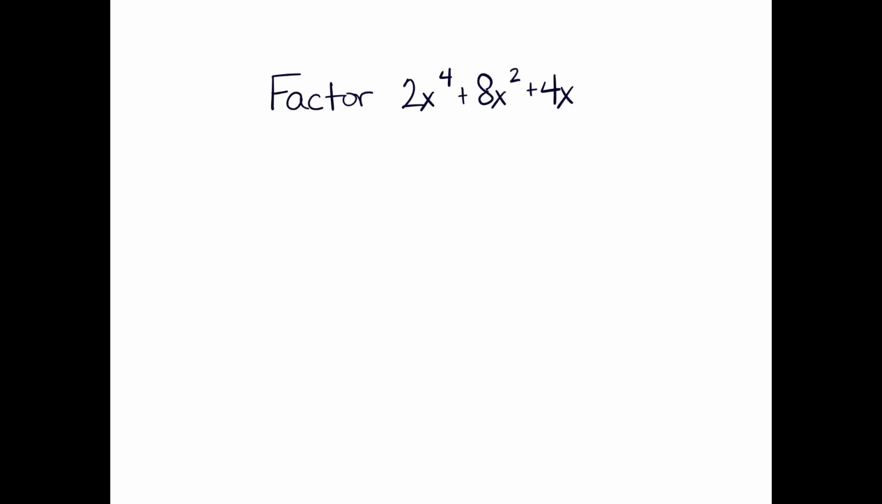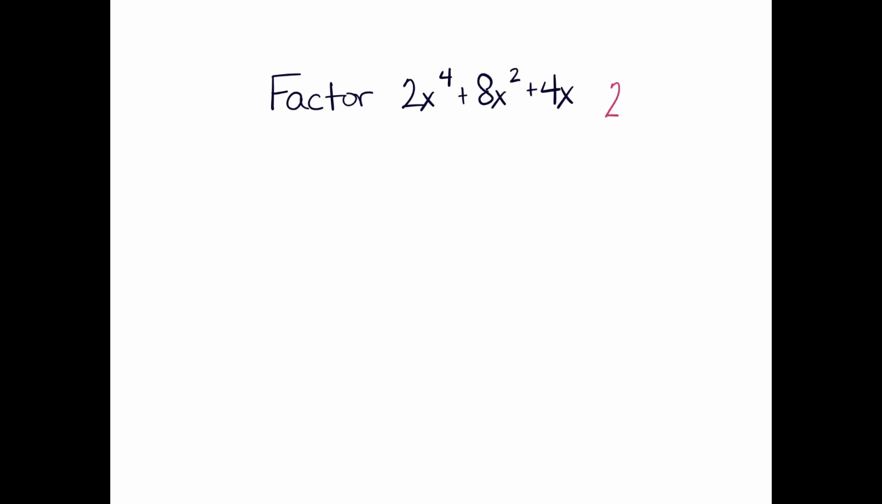To factor out the GCF of 2x to the fourth plus 8x squared plus 4x, algebra tiles won't be helpful to us. Algebra tiles don't go up to the fourth power, which geometrically would be represented by the fourth dimension. So we're going to have to do this entirely symbolically. When I think about doing this symbolically, I'm going to break this down term by term.